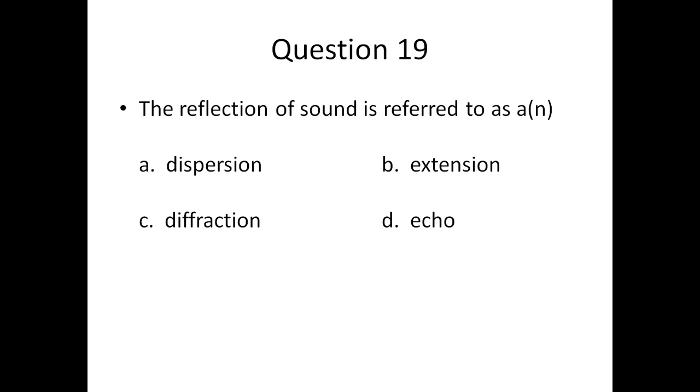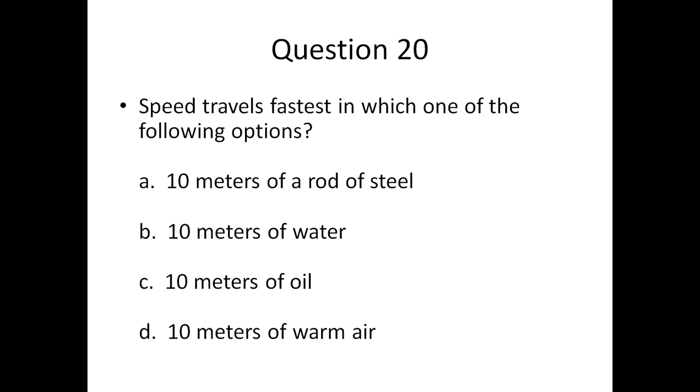Question 19. The reflection of sound is referred to as A, dispersion, B, extension, C, diffraction, D, echo. Question 20. Sound travels fastest in which one of the following options? A, 10 meters of a rod of steel, B, 10 meters of water, C, 10 meters of oil, D, 10 meters of warm air.